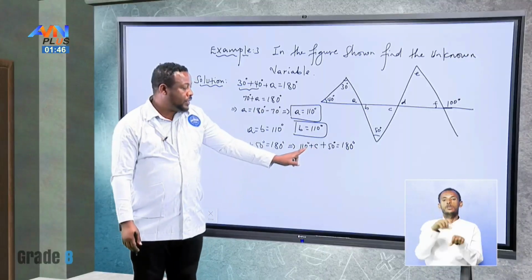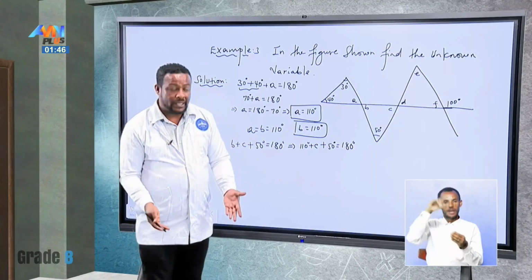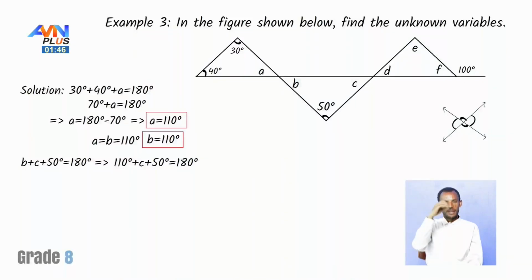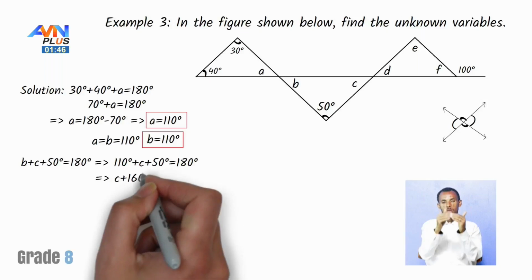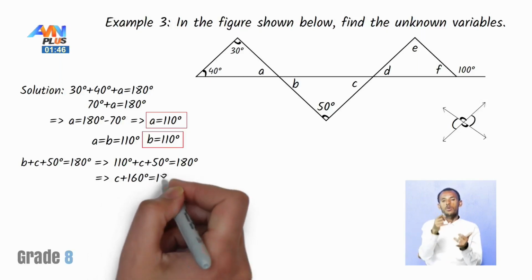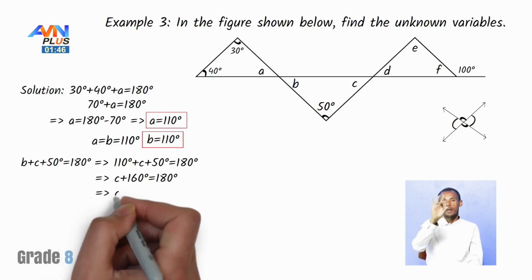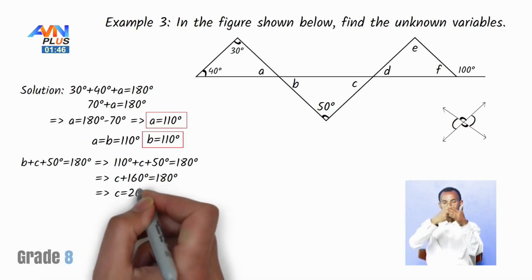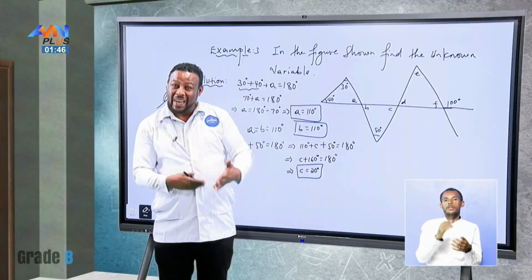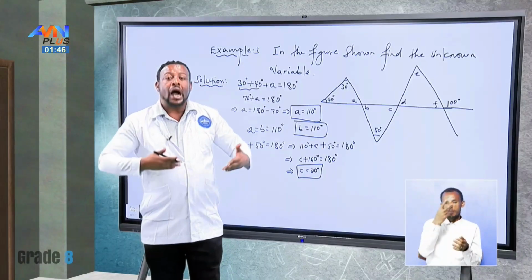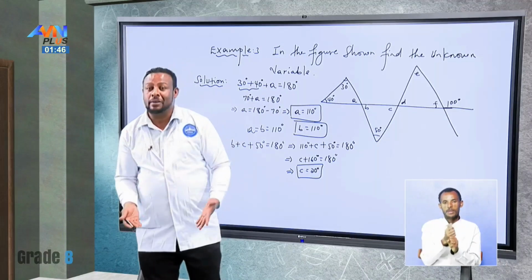So now you can add these two. 110 and 50 degrees is 160 degrees. So C plus 160 degrees is 180 degrees. Now you can get the C value. Subtract 160 from 180 degrees, and the C value becomes 20. In this picture, C may not seem like a 20 degree angle, but I'm just telling you the procedure on how you can calculate the unknown variables, right?